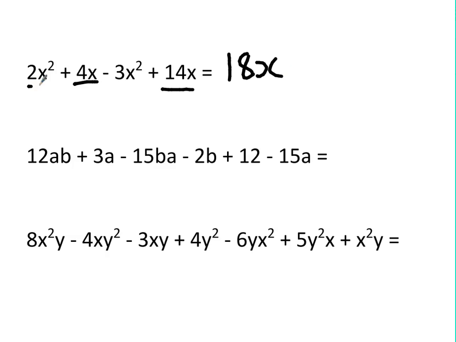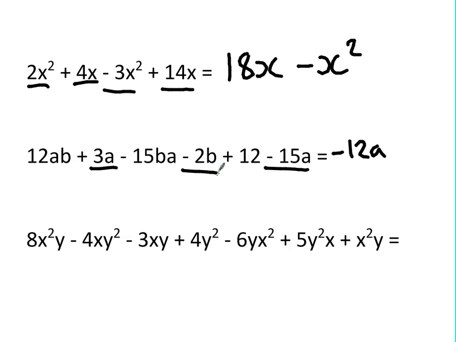We've got a 2x squared, take away 3x squared, so that's a minus 1x squared, or minus x squared. In the second example, we've got a 3a and a minus 15a, so overall there we've got minus 12a.